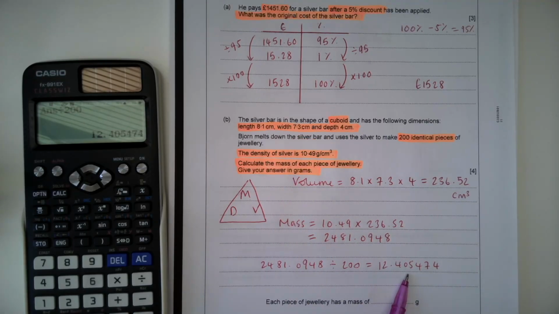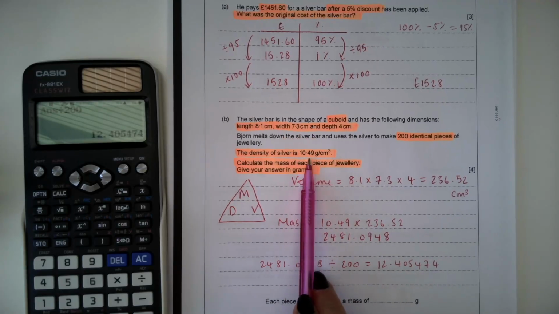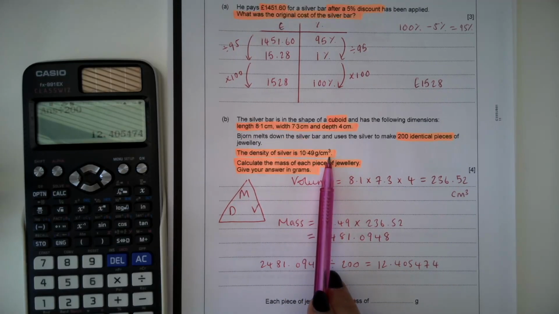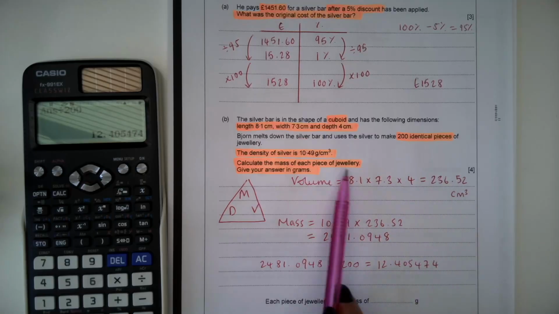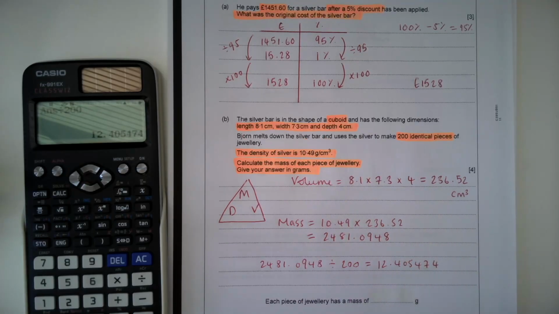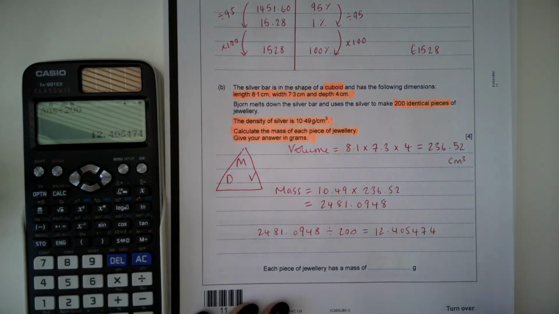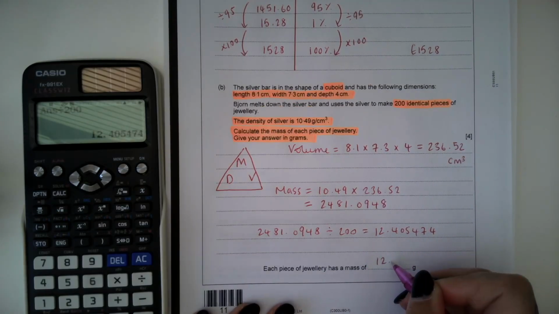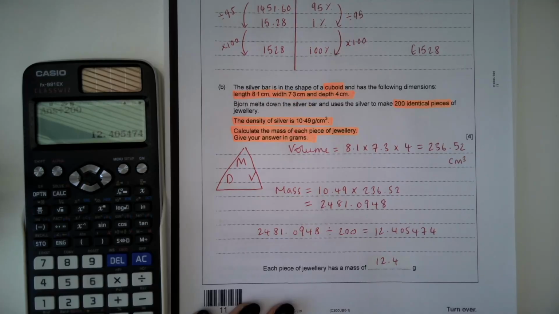Now it asks for our answer in grams. We are already working in grams because our density tells us that we're grams per centimetres cubed. Centimetres cubed is the volume, grams is the mass. So each piece of jewellery has a mass of this. You can write it rounded however you feel appropriate on your answer line.